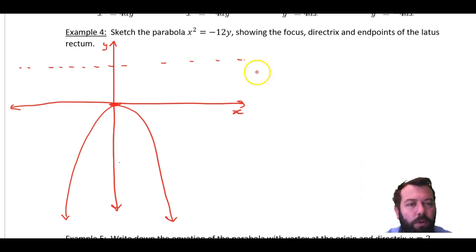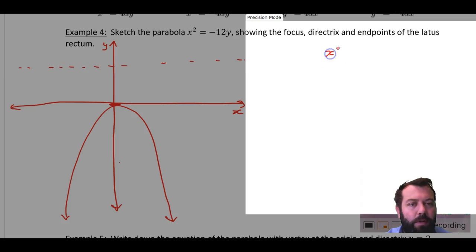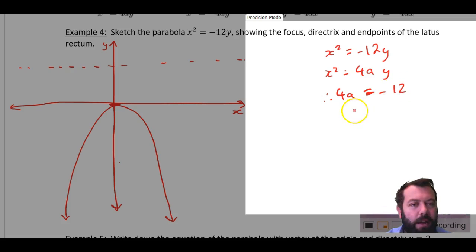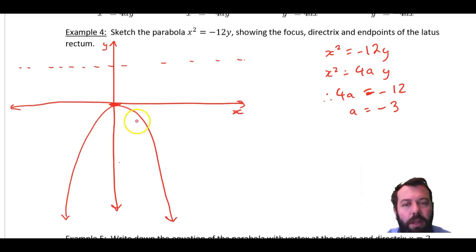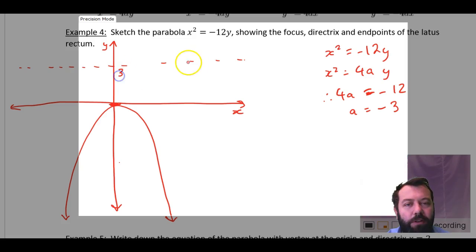Now, if x squared equals 4ay, and here x squared equals -12y, then 4a is -12, and a is -3. So my focal length is -3. That means this here must be at 3. My directrix is y equals 3, and my focus is down here at (0, -3).